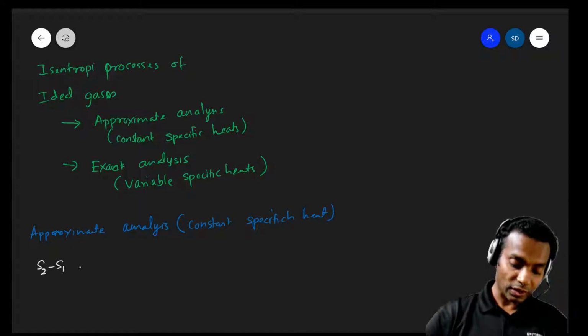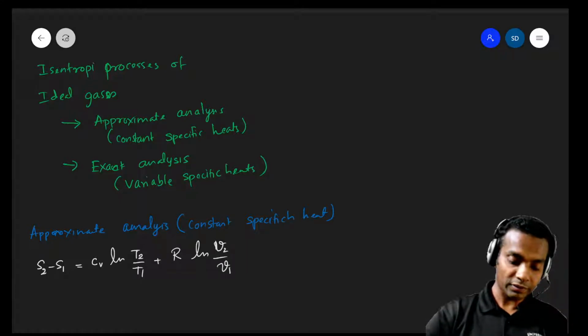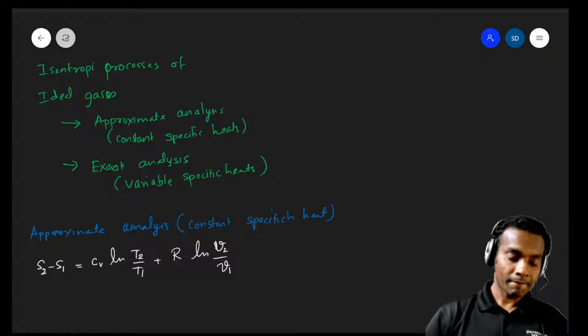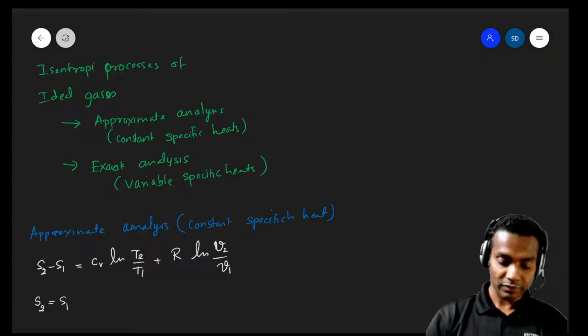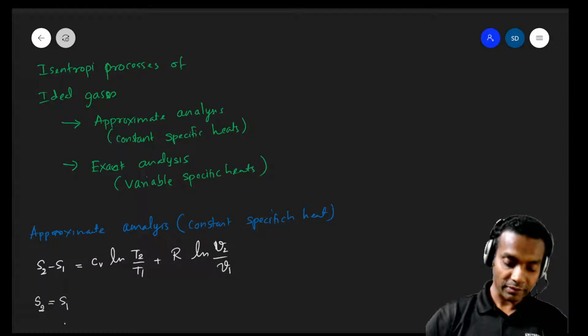S2 minus S1 equals Cv natural log of T2 over T1 plus R natural log of V2 over V1. Since this process is isentropic, there's no entropy change, so we know that S2 is equal to S1 during the process. Therefore, your left hand side becomes 0.